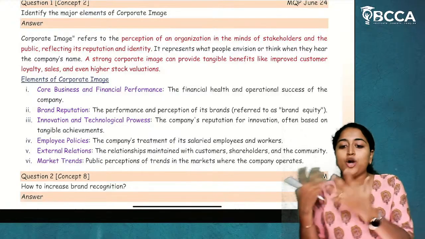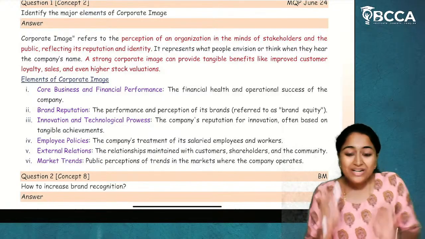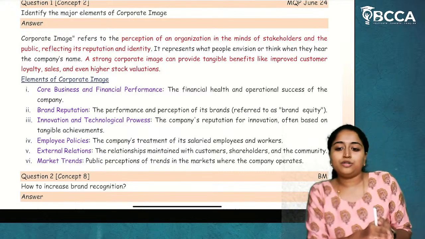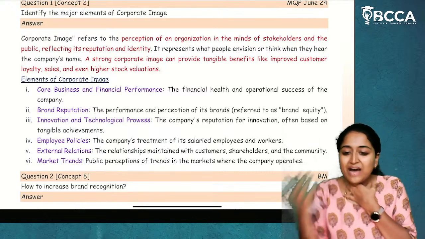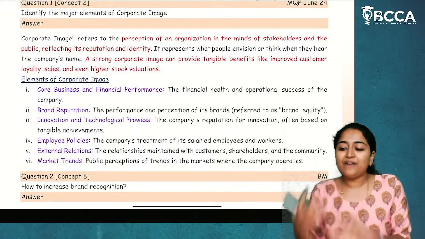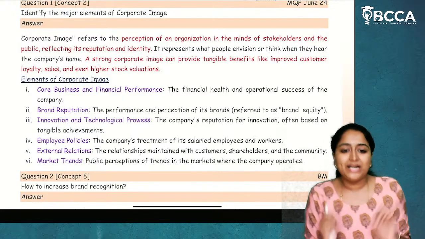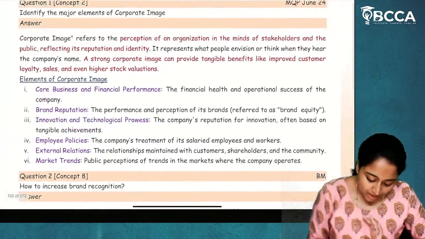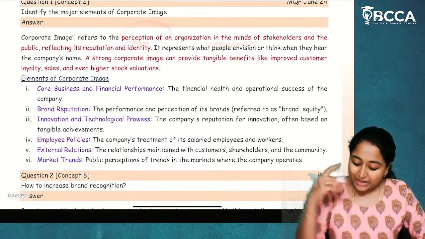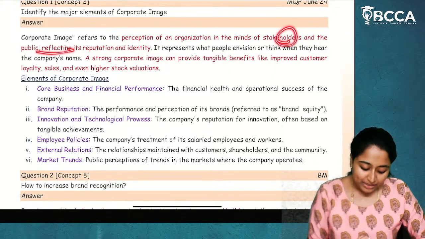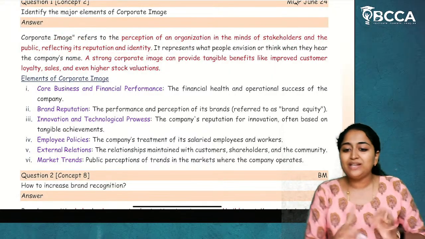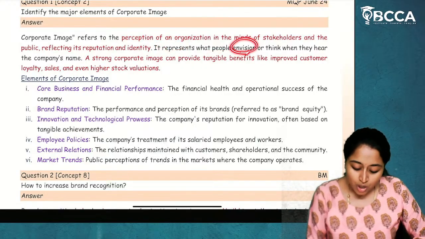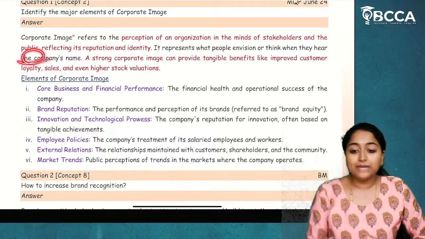They have to satisfy all the different interest groups. Only then will the perspective of interest groups towards the organization change. They will have a better mindset and a good approach towards the organization. Then there will be a good corporate image. It is the perception of an organization in the minds of stakeholders and the public, reflecting its reputation and identity. It represents what people envision or think when they hear the company's name.